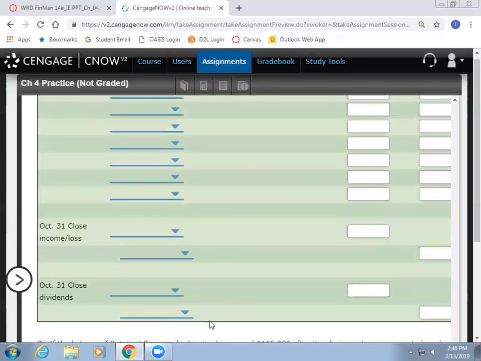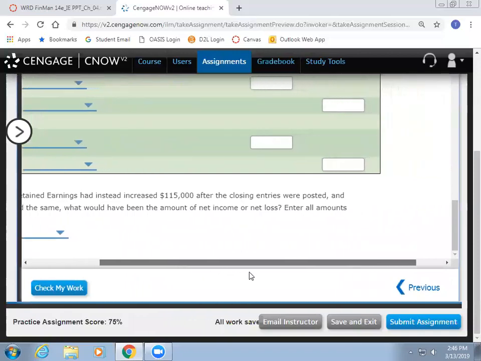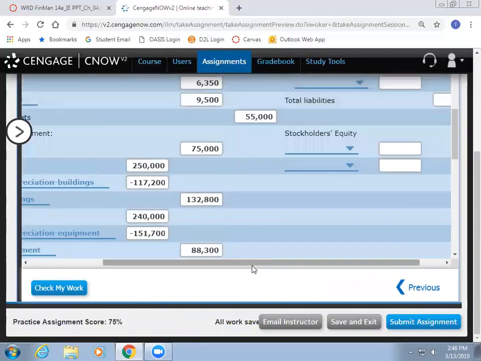Okay. Let me scroll. I have to scroll down to scroll over. Sometimes that gets annoying. Then it shows up.